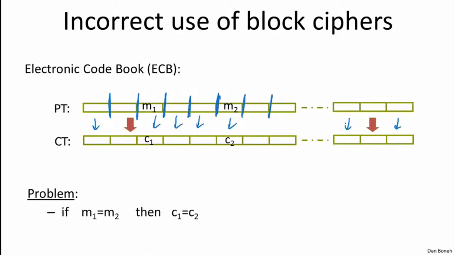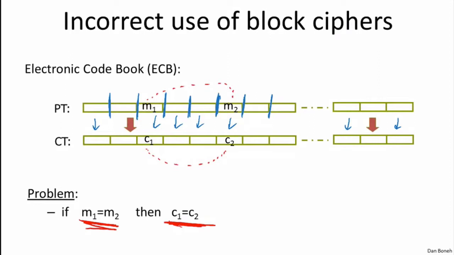Why is this insecure? Well, the problem is if you have two blocks that are the same, for example, consider these two blocks here. Suppose M1 happens to equal M2. Because all we're doing is directly applying the block cipher to these blocks, the corresponding ciphertext blocks will be the same too. So in fact, C1 will be equal to C2. Every time two blocks in your plaintext happen to be the same, the ciphertext will also be the same.